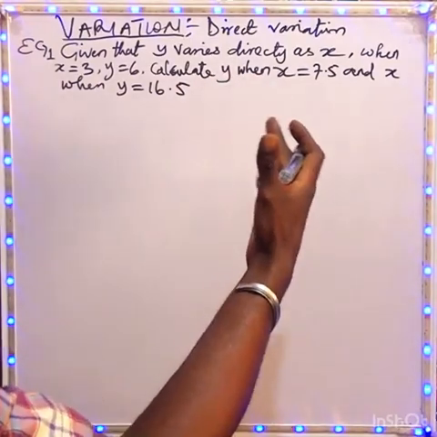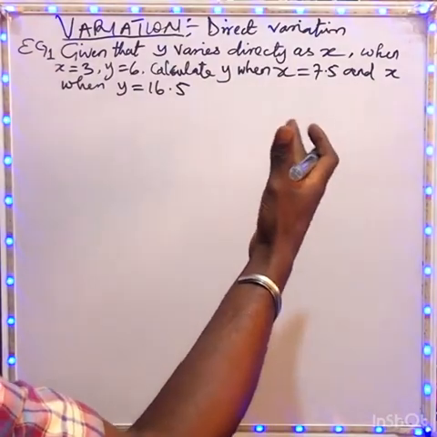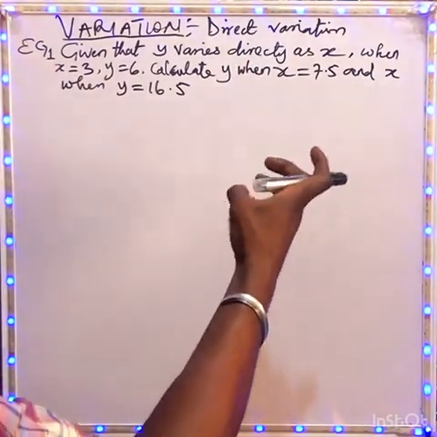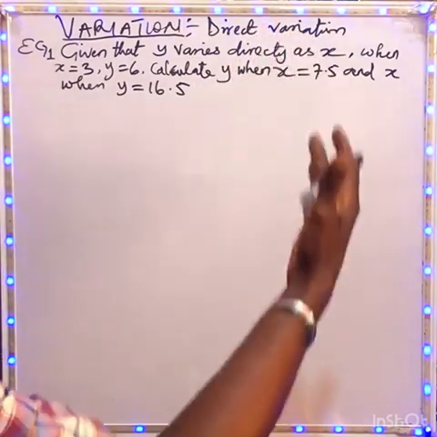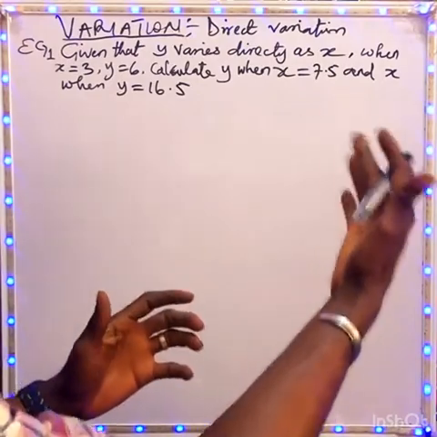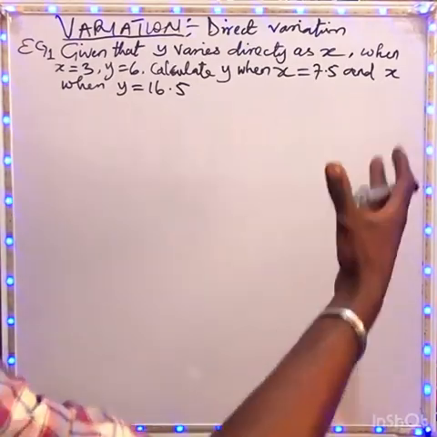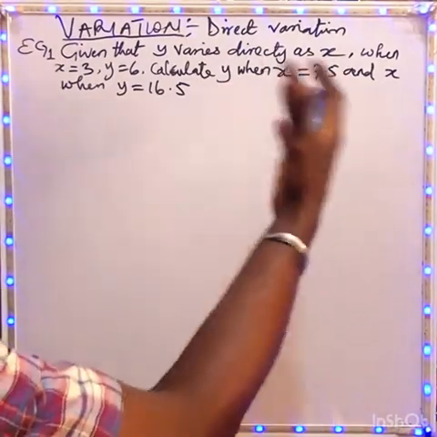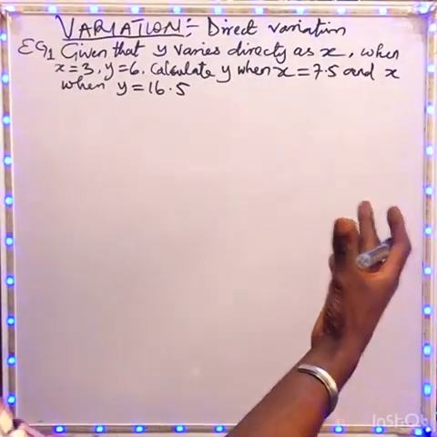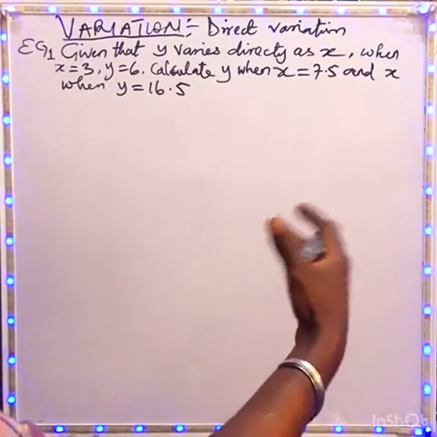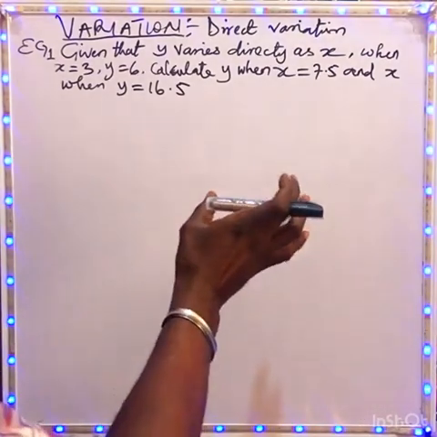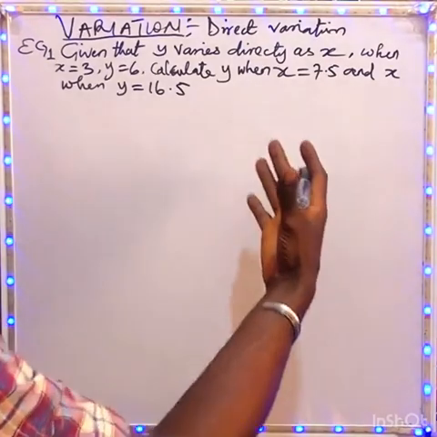Okay, the word variation is the same thing as proportion. What it means is, if you have different quantities, how do they relate? What is the relationship between different quantities? Like x and y, these are quantities. In certain questions they might add more than two variables, but in this case this is direct variation.